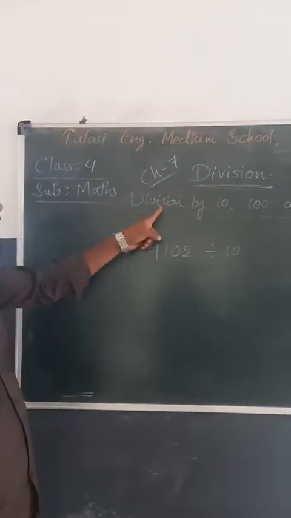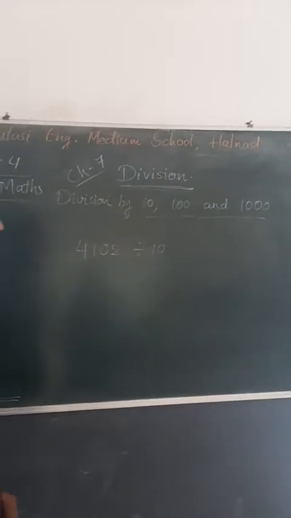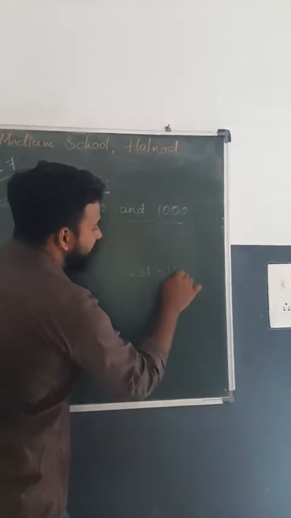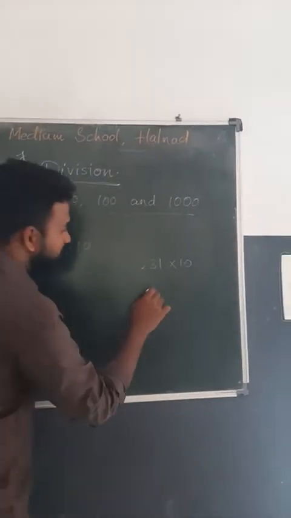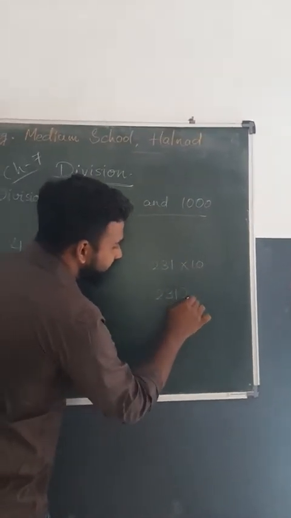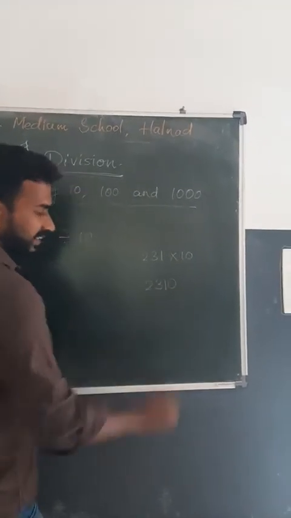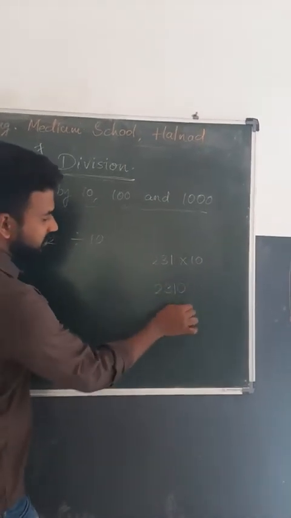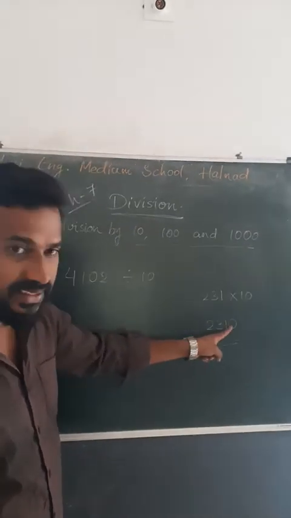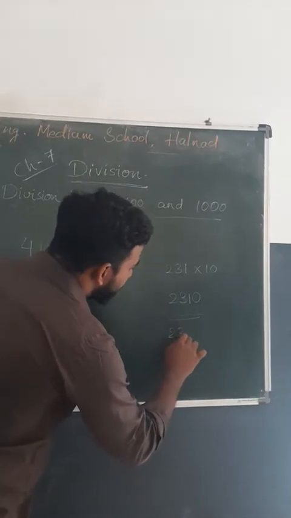See, multiplication by 10, 100, 1000 you learned in the previous class. You know that. For example, in multiplication, 231 into 10, you multiplied in this way. 231 you wrote and you added one zero. You placed a zero on the right side. So it became 2310. 231 into 10 is 2310.